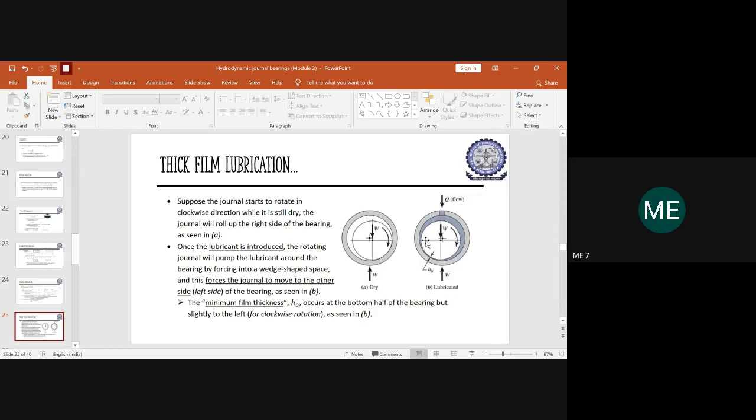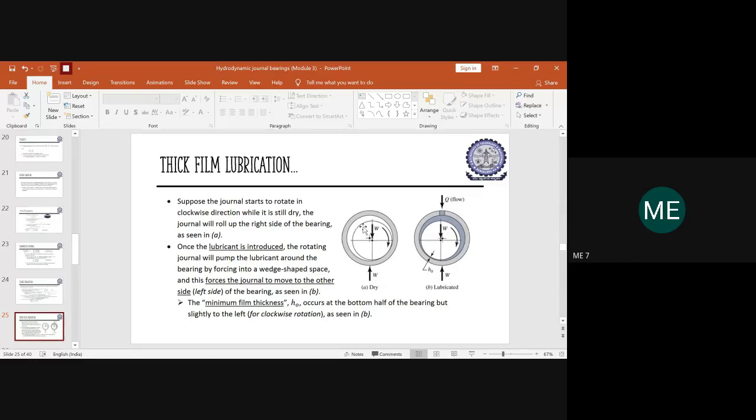So this is how the movement of the journal will be with and without the lubricant. By observing only, you can understand whether you have an oil film of lubricant or not. And seeing the side in which the journal sits, whether towards your right or towards your left, you can identify whether it is a dry version or a lubricated journal bearing. So this is the difference between how a journal runs with and without a lubricant film.